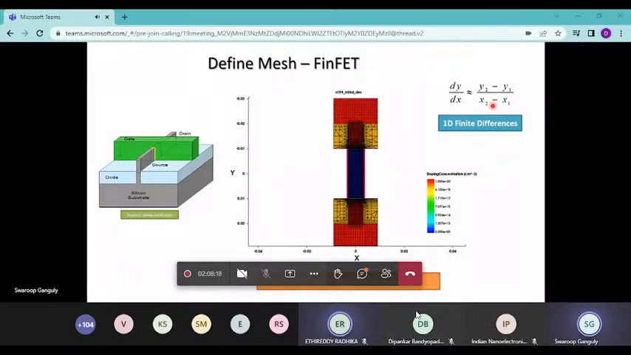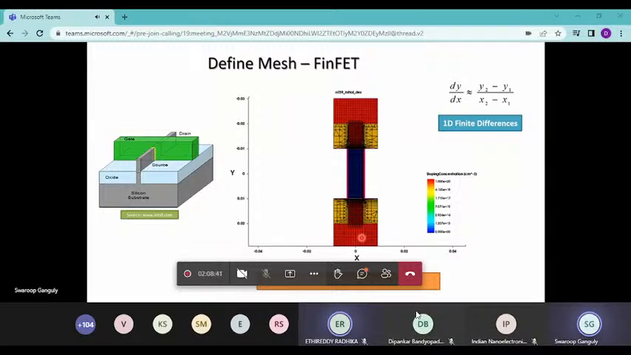So if you have high doping somewhere, and where do you have high doping? In the source drain, you know that. So if you have high doping, you expect large electric fields. So your derivatives will be inaccurate if you take a coarse mesh there. So where things are changing fast, you have to have a fine mesh. Okay, that's the answer to this question.